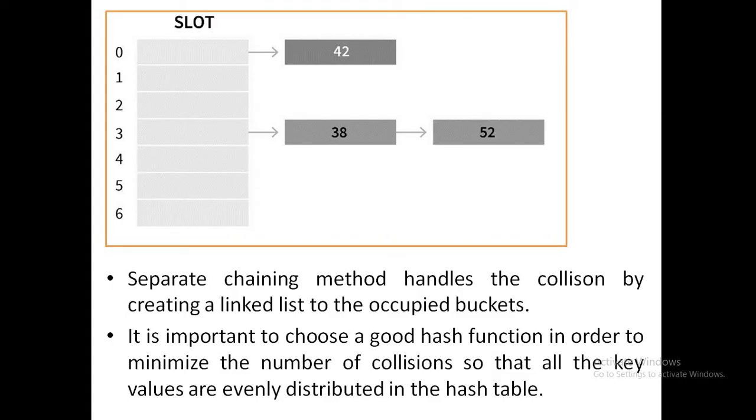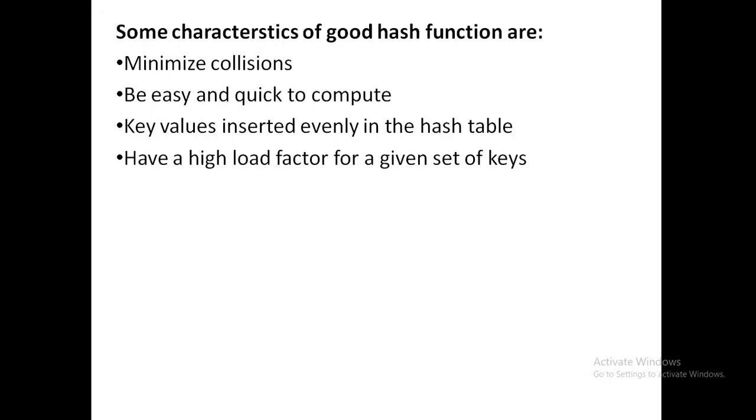It is important to choose a good hash function in order to minimize the number of collisions so that all the key values are distributed evenly in the hash table. Some characteristics of a good hash function are: it would minimize collisions, it is easy and quick to compute, and the key values are inserted evenly in the hash table with the help of linked lists, and also it has a high load factor for a given set of keys.